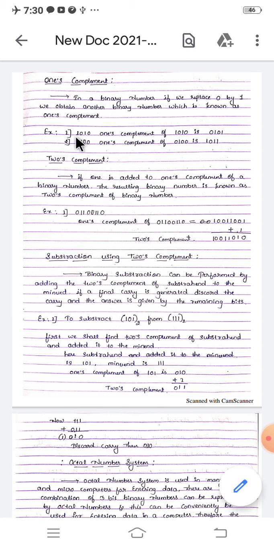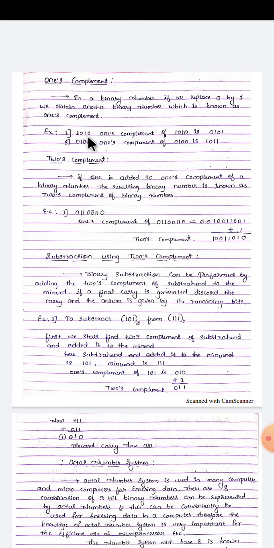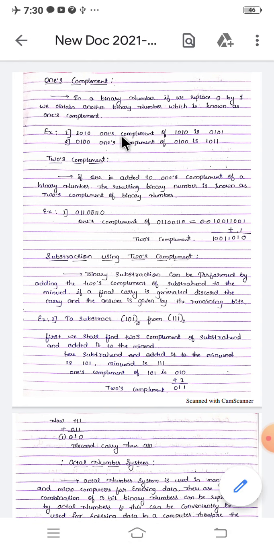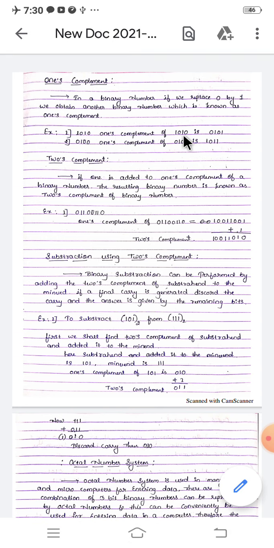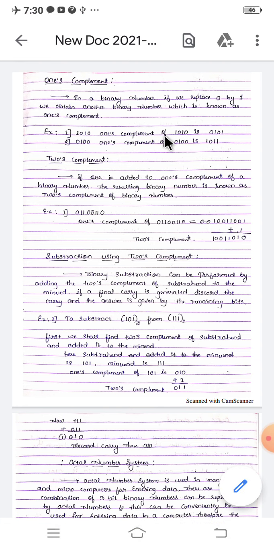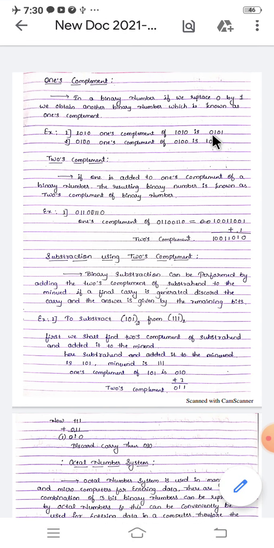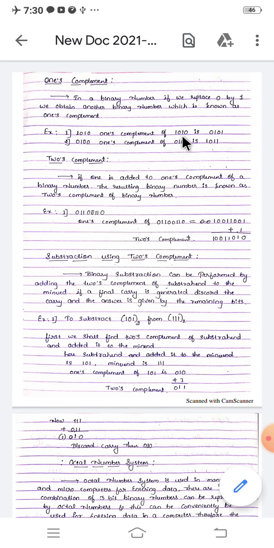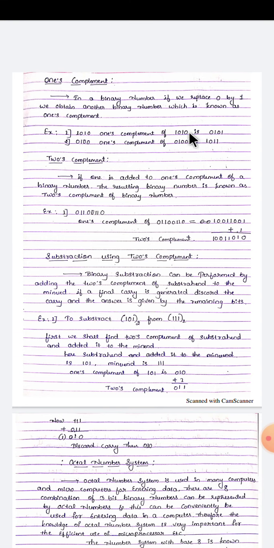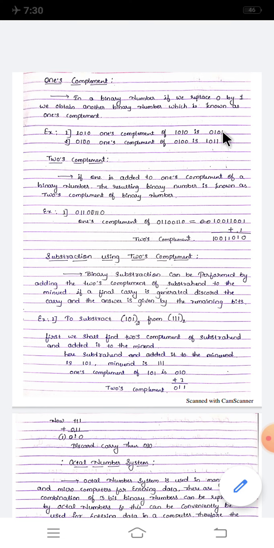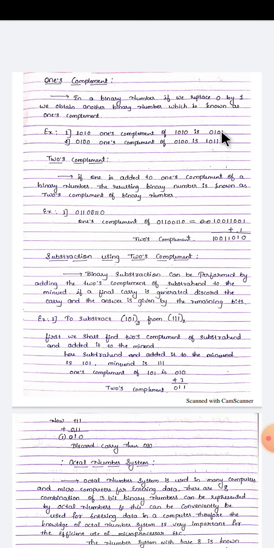Let us see an example. 1010 is a binary number. The ones complement of 1010 is: 1 is replaced by 0, 0 is replaced by 1, 1 is replaced by 0, and 0 is replaced by 1. So ones complement is nothing but 0 changes to 1 and 1 changes to 0.